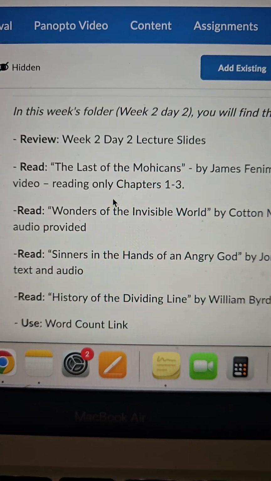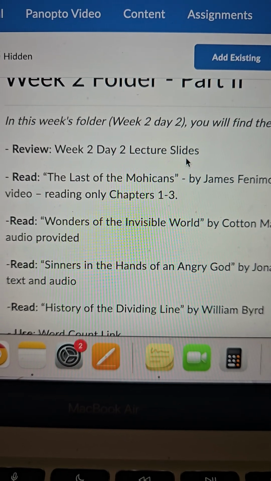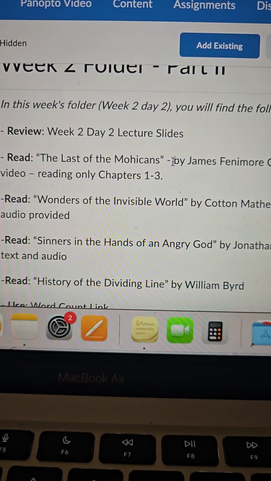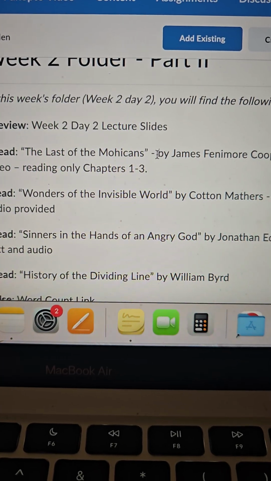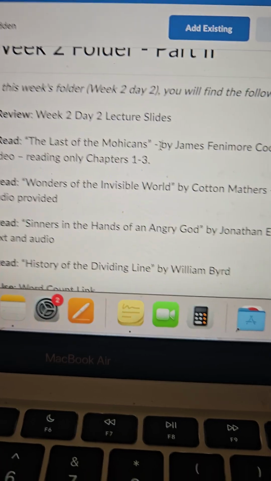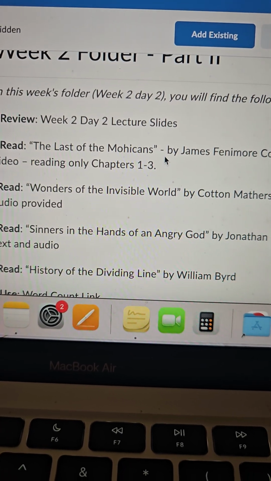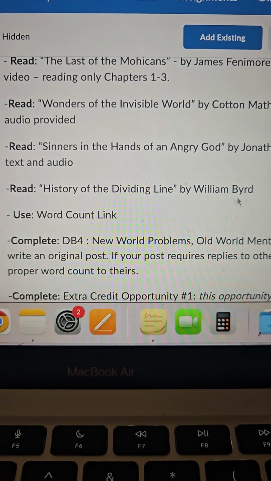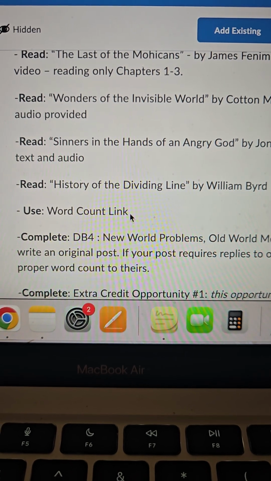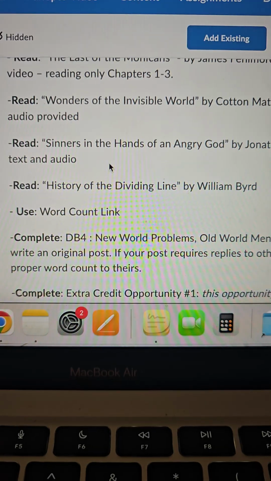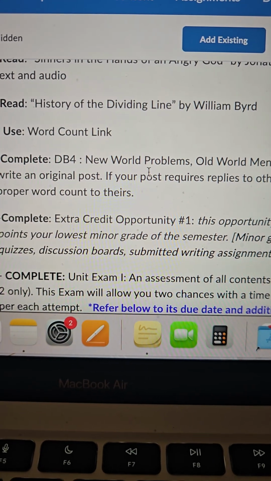So this is what's in our week 2, day 2 lecture slides. You're going to be reading The Last of the Mohicans by James Fenimore Cooper, reading only chapters 1 through 3. Wonders of the Invisible World by Cotton Mather, selected text and audio. The preaching sermon, Sinners in the Hands of an Angry God by Jonathan Edwards, selected text and audio. And History of the Dividing Line by William Byrd. I also included the word count link for you. And almost always with readings by selected authors, there is a discussion board.